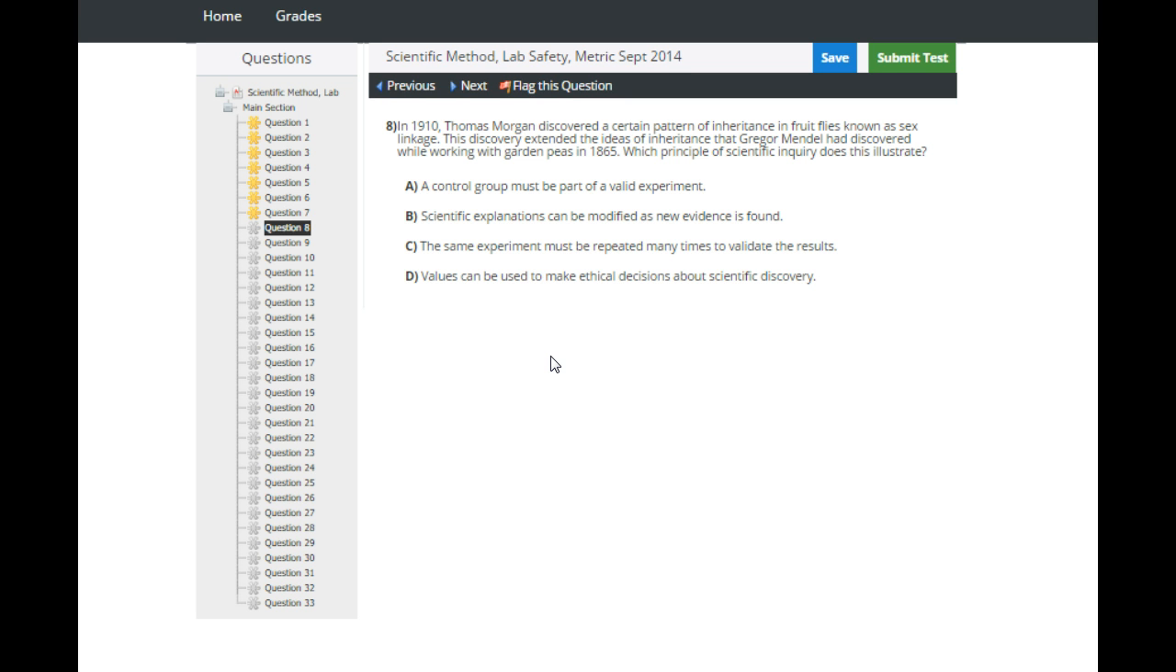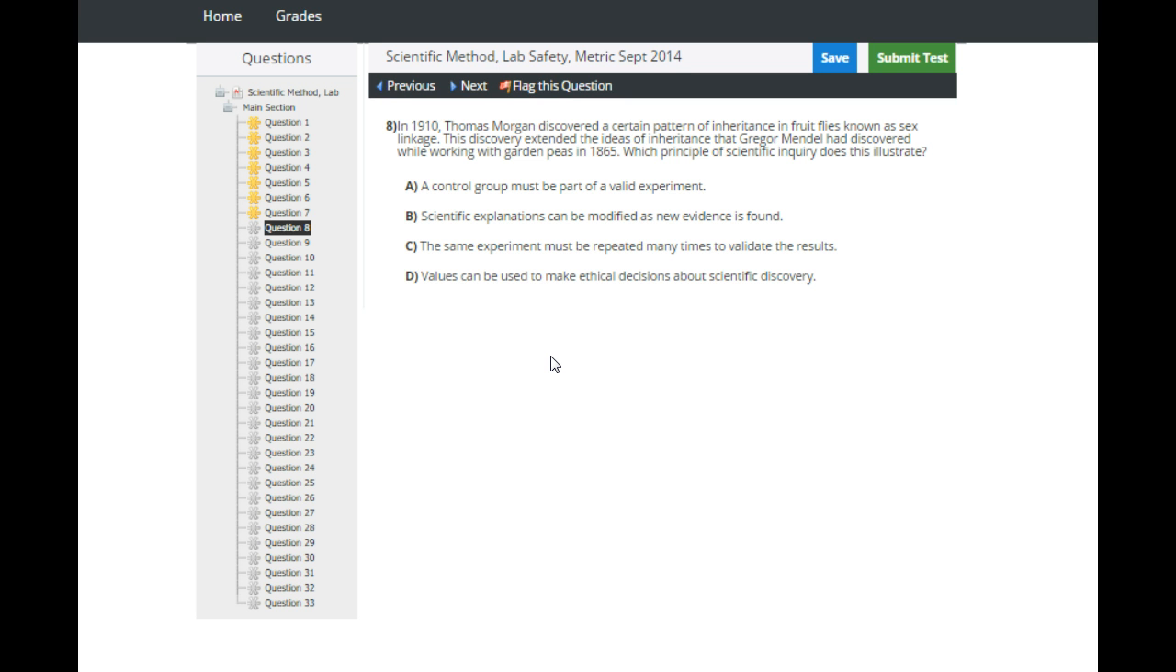What I told you to zero in on for this one was to underline, and your test is out of order with this a little bit, by the way, they jumbled them up a little bit, but I think on your test it was question 9, but I told you to underline the discovery extended the ideas. So anytime you're extending the ideas, it's like new information is coming to light. So as new information is discovered, it could change some scientific theories. All right, let's take a look at these answers.